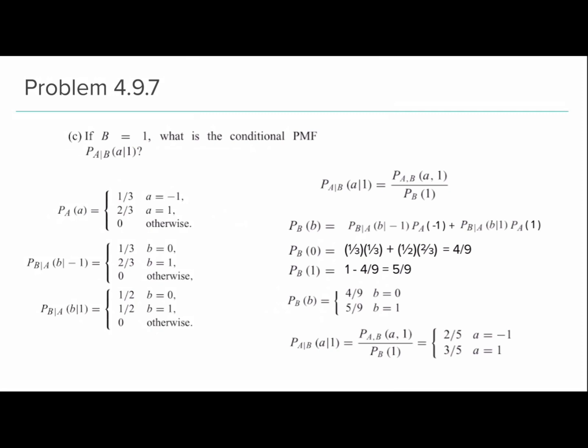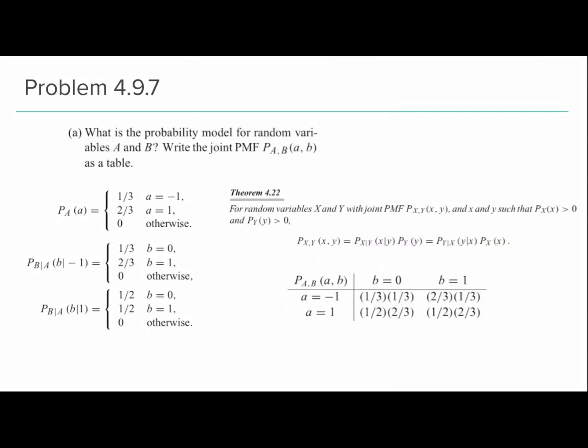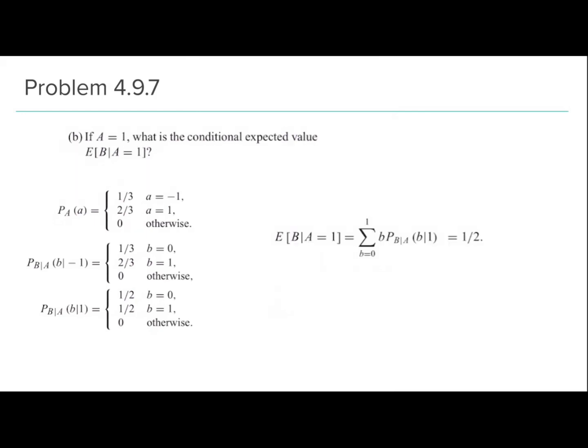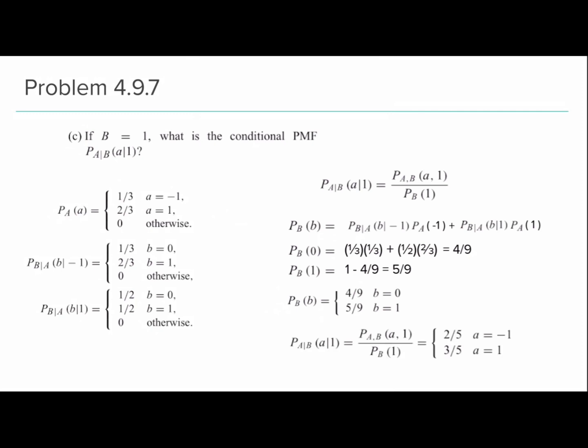Again, for this we'll refer to the table that we found in the first part. This part, P of A comma B with B equal to 1, refers to the entries of the second column. So we have P of A comma B for values where B is equal to 1, which is 2 by 9 if A is equal to -1, and 1 by 3 if A is equal to 1.